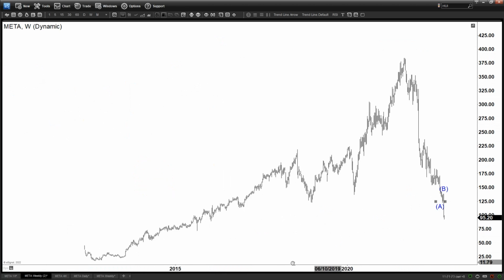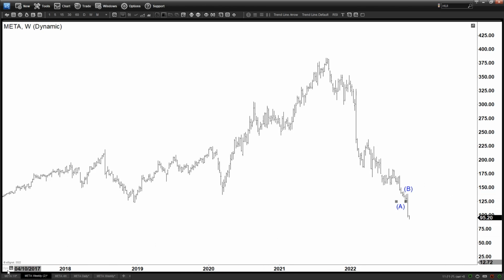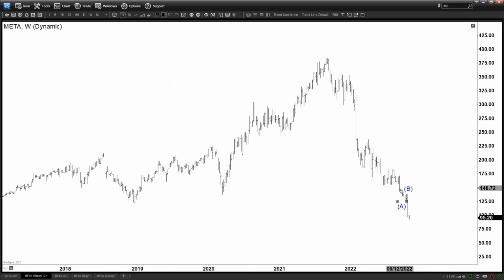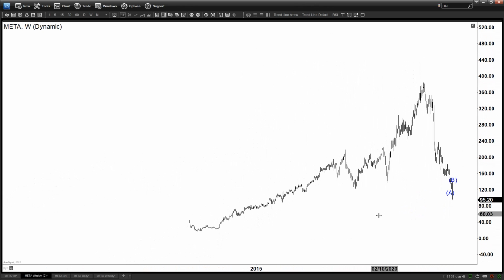I know it's very small, because we were looking at the 1 hour time frame before. On the weekly it is just a tiny swing, the location of the A and the B. But I'm more interested here in the overall view. Now you notice we've been correcting, a massive correction in Meta here, no doubt about it, right? From like 380 and now 95.